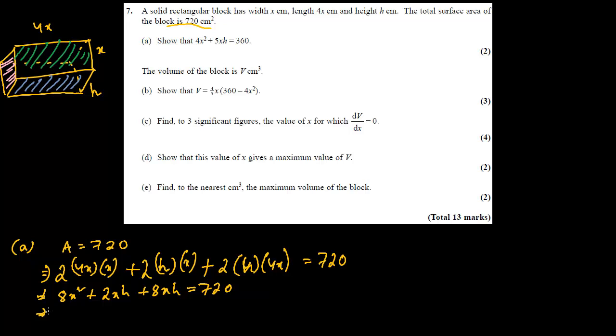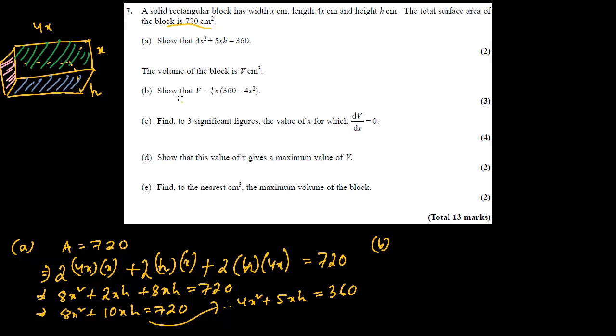So what we can do over here is 8x squared plus, we can add 8 plus 2, 10xh equals 720, and we can divide by 2. So that turns out to be 8 divided by 2 is 4x squared plus 10 divided by 2 is 5xh equals 720 divided by 2 is 360, and we have proved the expression. Even if you hadn't, you can take this answer and do the next one. It doesn't really matter even if you cannot do the first one.